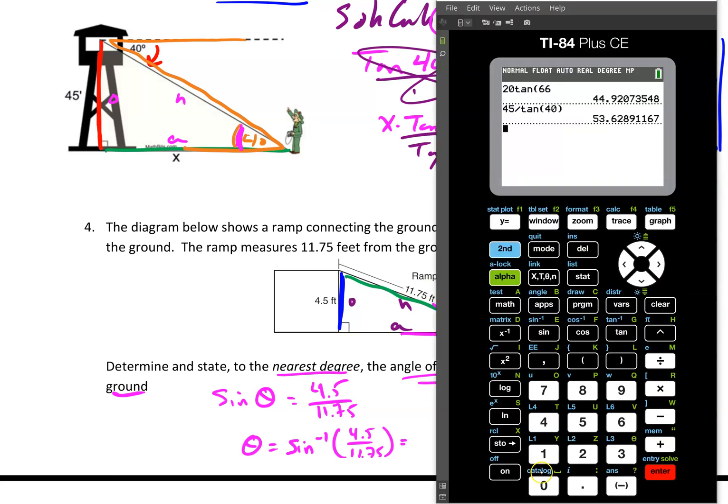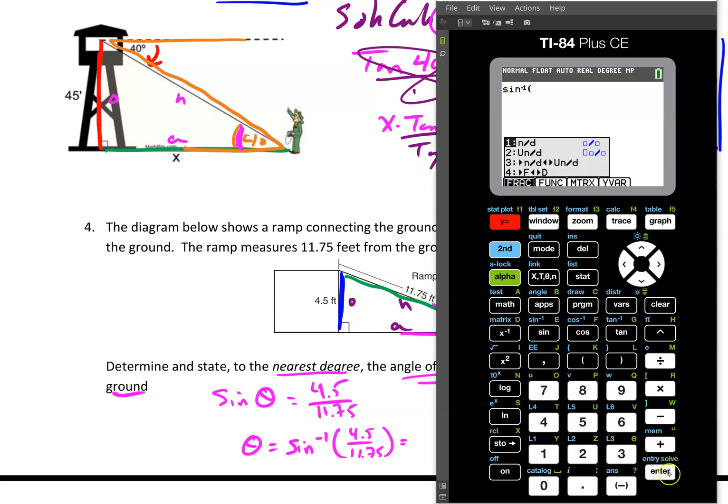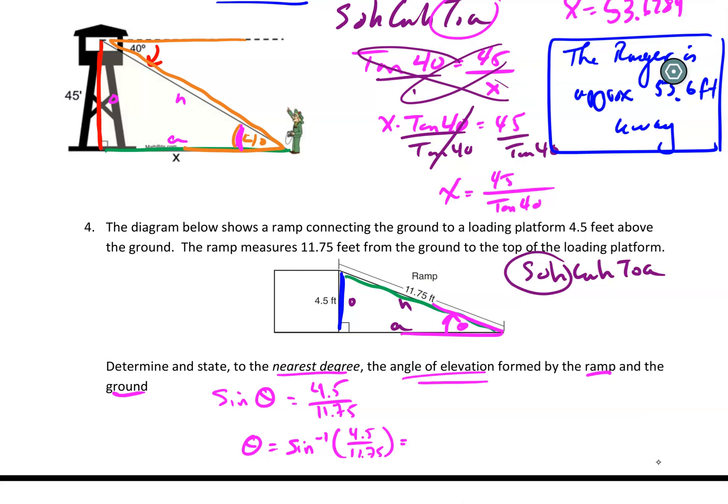So let's take the calculator and plug them in. So that's going to give us, second, sine of the fraction 4.5 over 11.75. That gives us 22.5183. Let's go back here. So we've got 22.5183. And let's make sure we round accordingly.